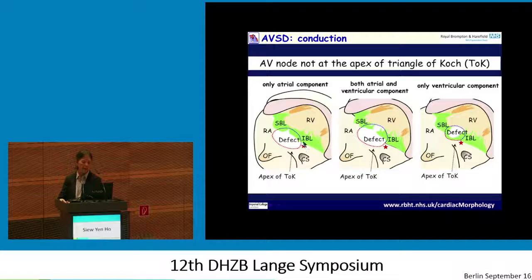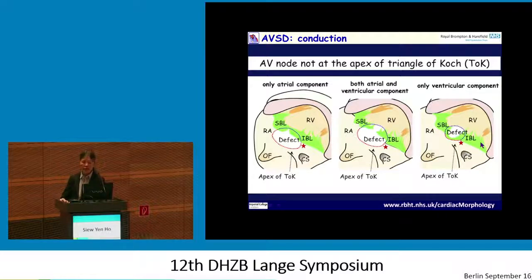So instead, the atrioventricular node is sitting here, in between where the ventricular septum comes up to the atrioventricular junction and where the atrial septum comes down. So the location is then determined by the annulus of the inferior bridging leaflet and the orifice of the coronary sinus, so in between there. And the same disposition, whether you have only atrial component of shunting, or both atrial and ventricular, or only the ventricular component of shunting, exactly the same position for the atrioventricular node.